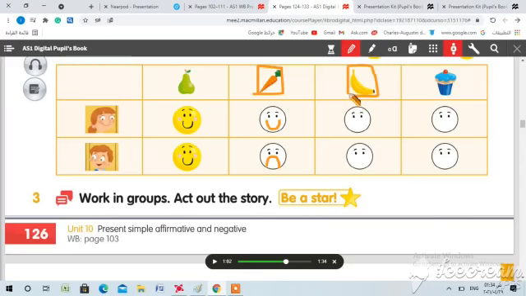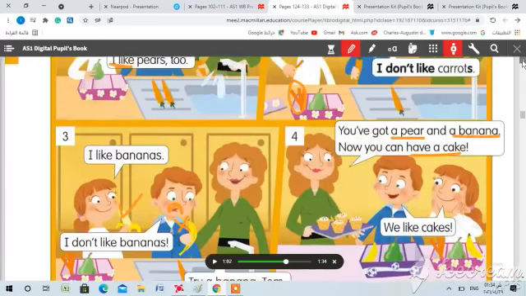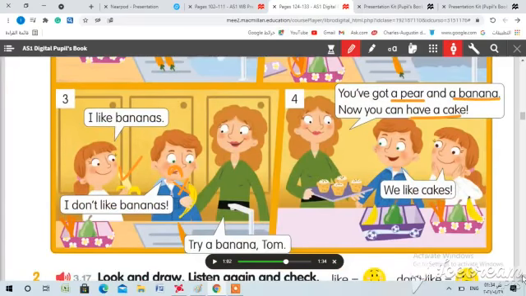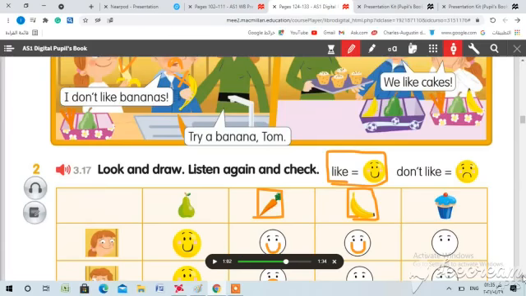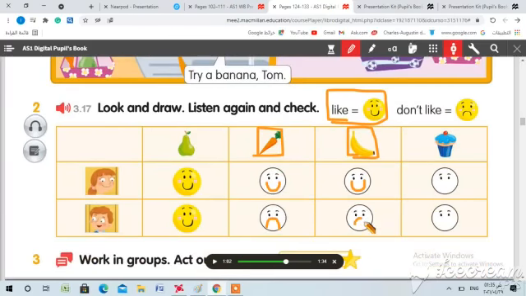Now look at this picture here. What can you see? I can see a banana. Does Sarah like bananas? Look at picture number 3. Sarah says, I like bananas. So you have to draw a happy face. Like is a happy face. What about Tom? Does he like bananas? Tom says, I don't like bananas. So you have to draw a sad face because Tom says, I don't like bananas.